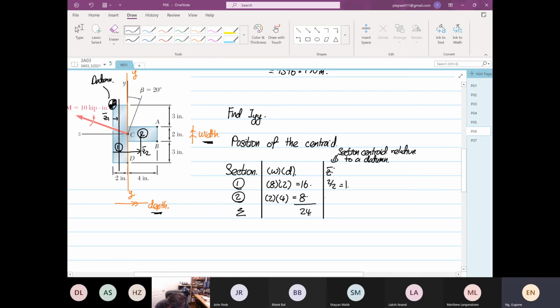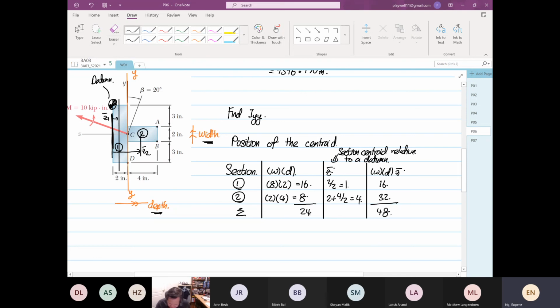And Z bar 2 is equal to 2 plus 4 divided by 2, because it's relative to the datum, it's relative to this line, the datum over here, right? So you have to add the 2. So this is equal to 4, right? And then once you have that, the last column will be equal to W D Z bar. So 16 times 1 is 16. 8 times 4 is 32, right? So this is equal to 48.